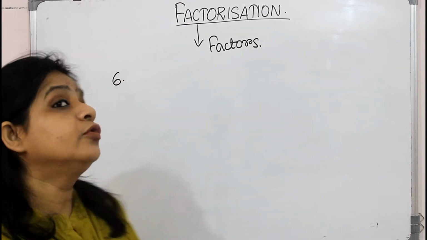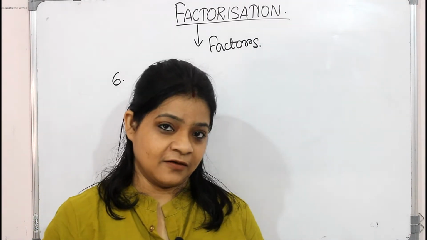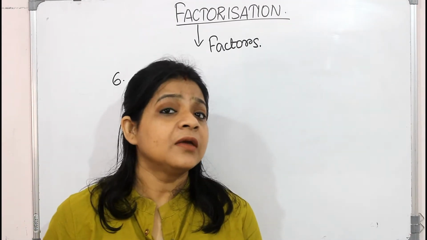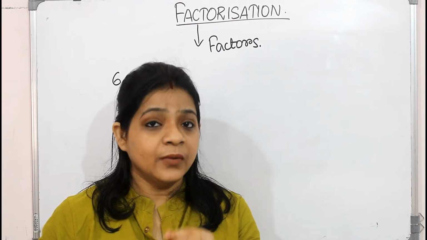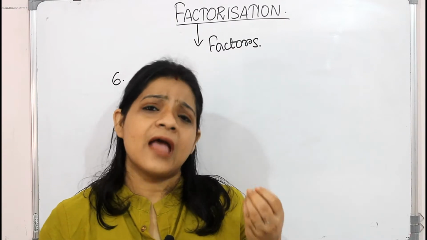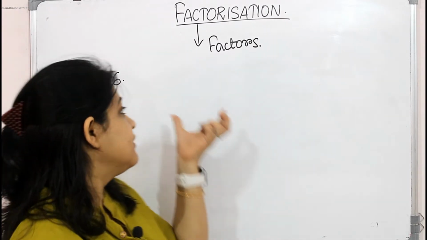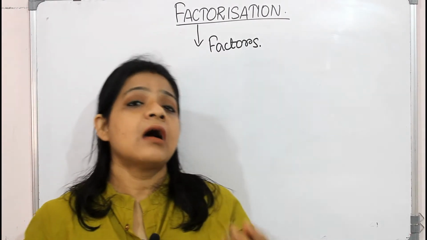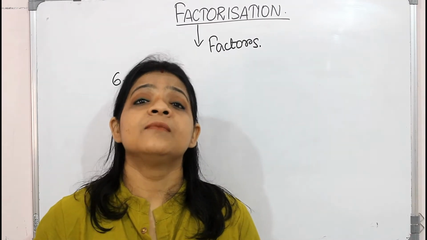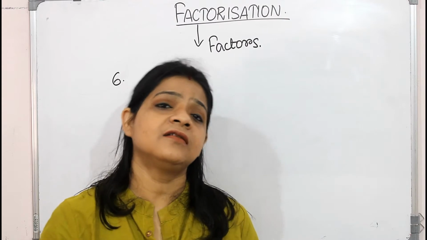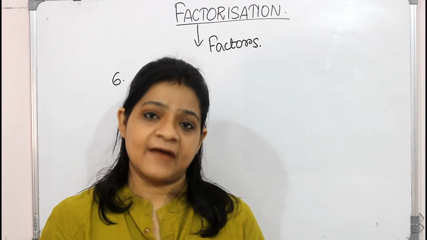Now you tell me what are the factors of 6. Now you will ask me what is a factor. A factor is basically a number, so that when you divide a number by it, it will give you the remainder as 0. Means the divisor of any number is a factor.